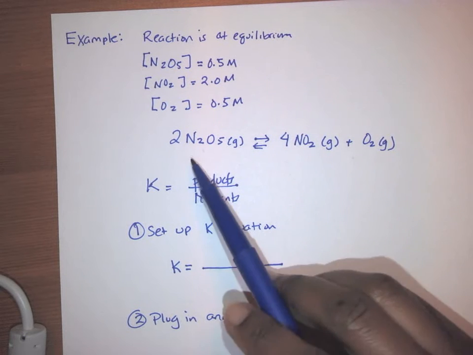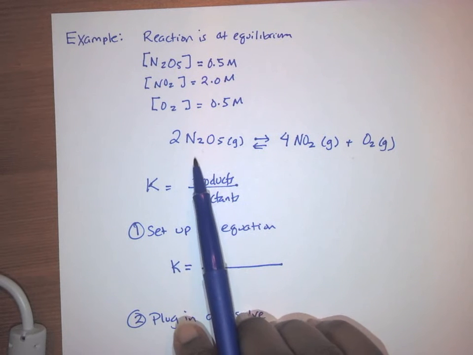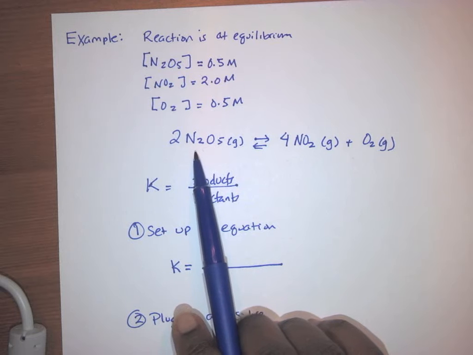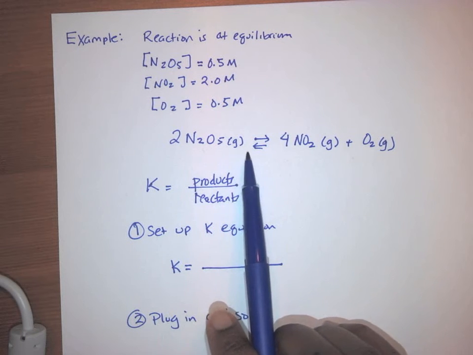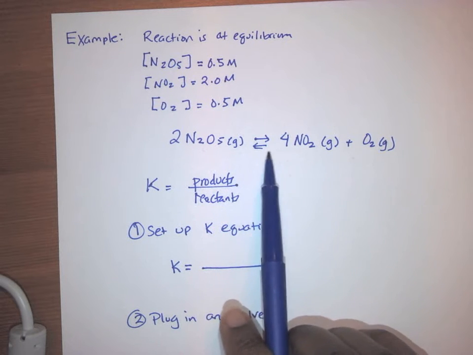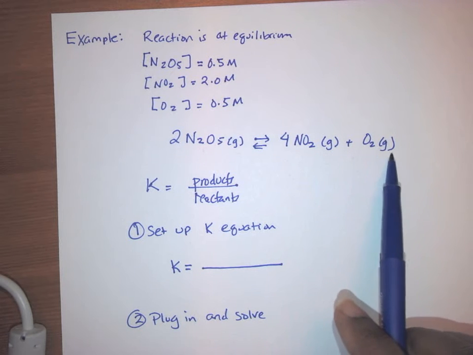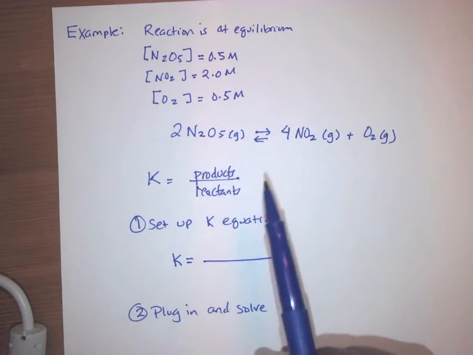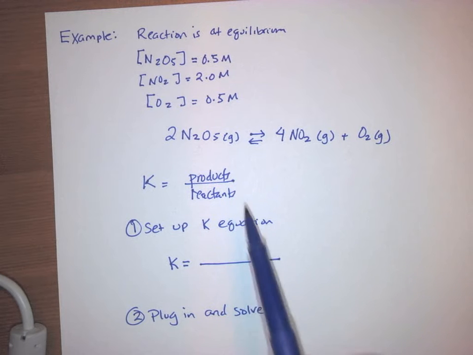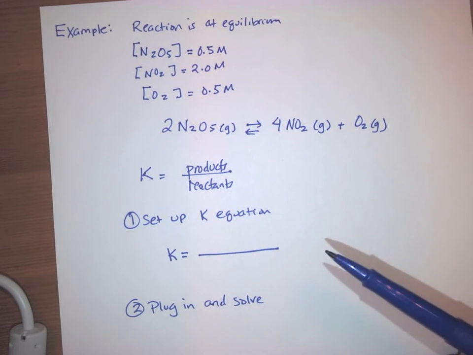Okay, so then here's the balanced chemical equation. We have 2 N2O5 in the gas phase in equilibrium with 4 NO2 in the gas phase and an O2 in the gas phase. So to write the equilibrium expression, remember that's products over reactants, and that's our first step, is to write that equilibrium expression or equation.